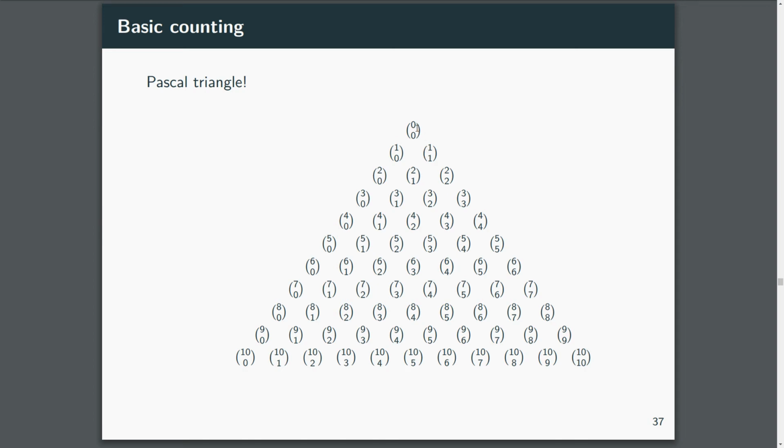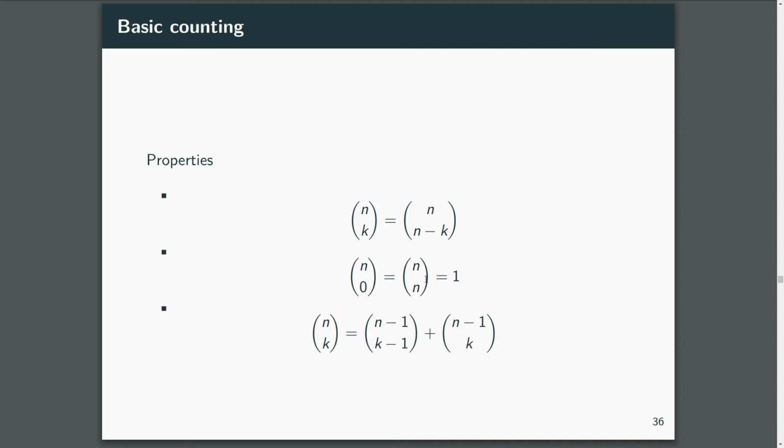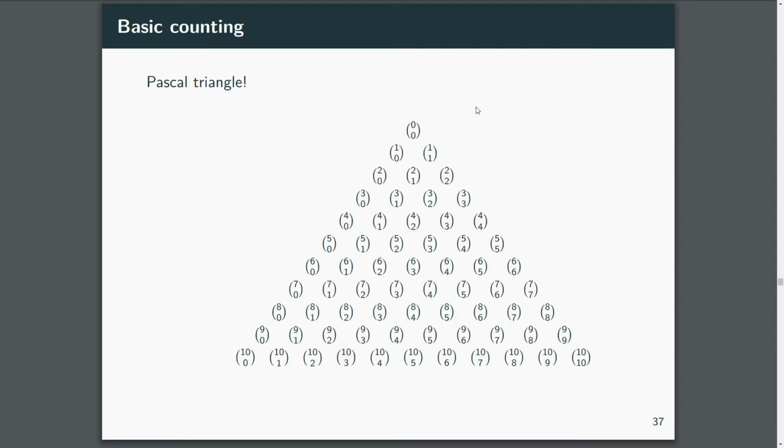So you always have the identity, this identity, second one. You always have that along the edges here. So you always have a 1 here. And the rest are summed up from the two values above it.